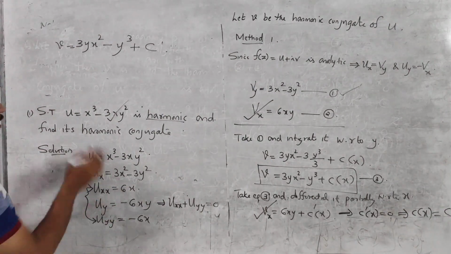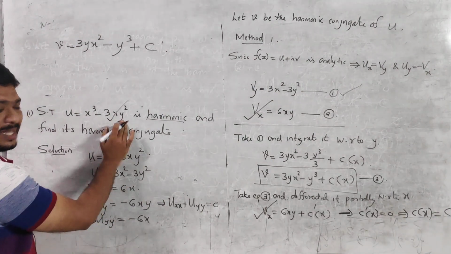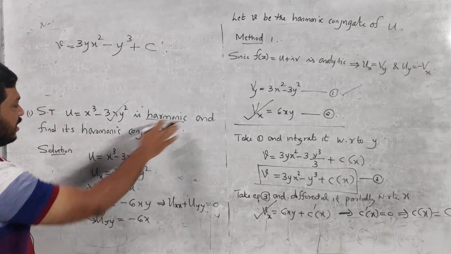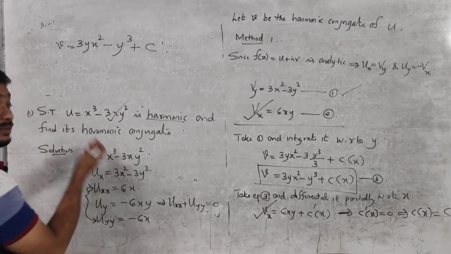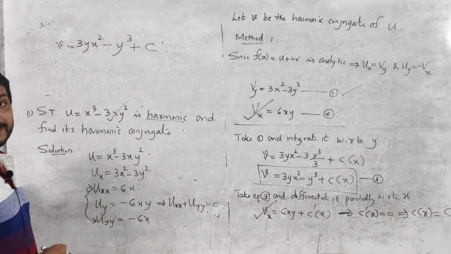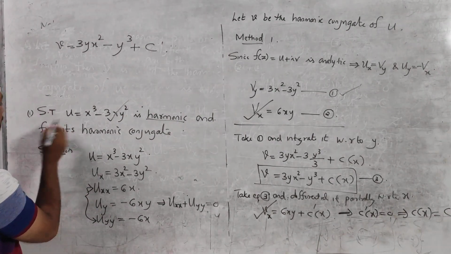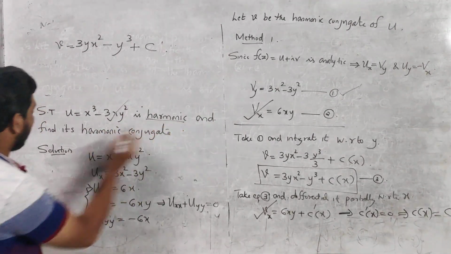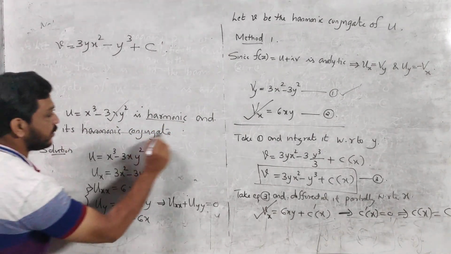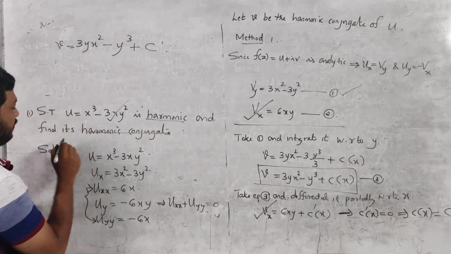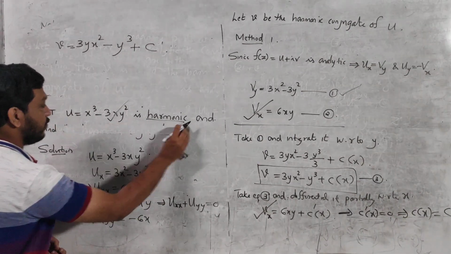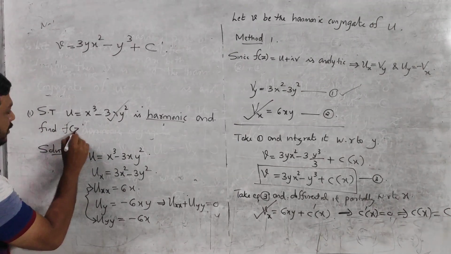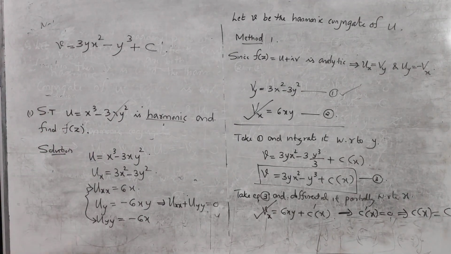Sometimes the question is, they give u, ask you to check whether it is harmonic or not, and find the corresponding analytic function. That's the second kind of question. They say show that u is harmonic and find, instead of the harmonic conjugate, find the function. Okay, so it is very simple.